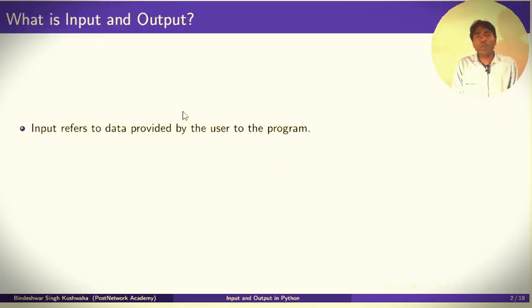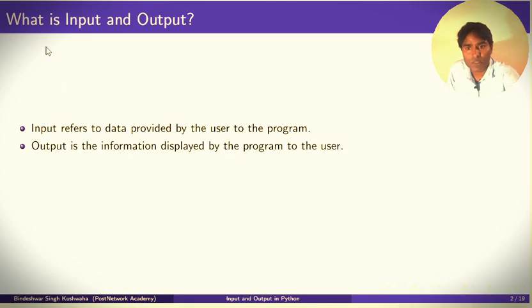So what does input mean basically? It refers to data provided by the user to the program. That means if you are giving any data to the program, that is called input. And what is the output? Output refers to the information displayed by the program to the user on the screen. So that is called output.